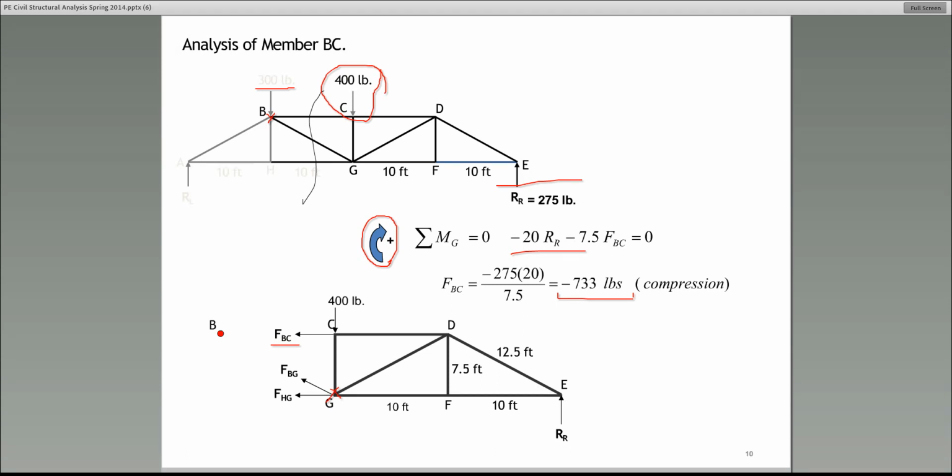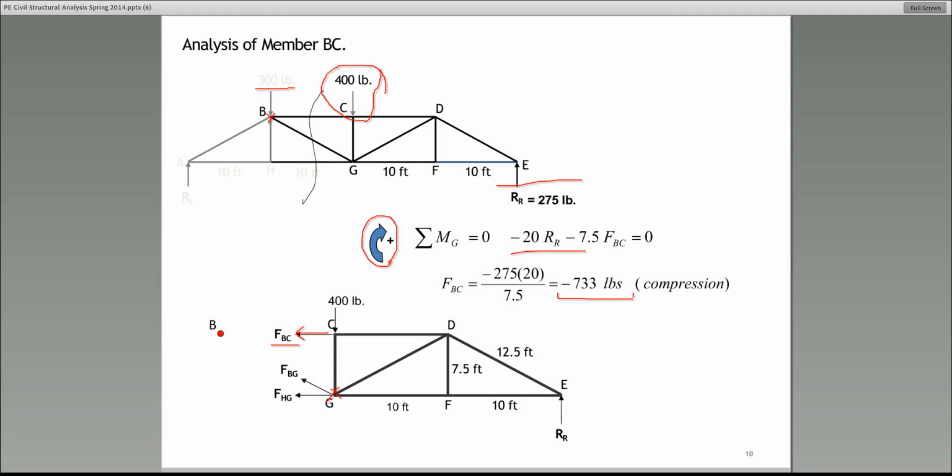In order to do that, you have to decide whether the internal force in the member, let's talk about BC. The internal force in the member, if the force pulls away from the joint, pay attention. If the internal force pulls away from the joint, that member is in tension. Now, if the internal force pushes towards the joint, then the member would be in compression.